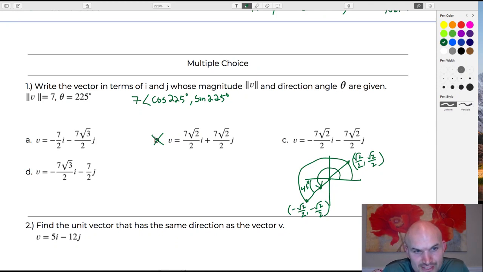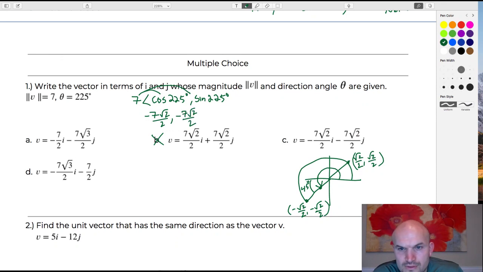Now I can distribute this. So I can distribute the 7. So this is basically 7 times the square root. Oh, oops. Yeah, so it's now going to be a negative 7 square root of 2 over 2, comma, negative 7 square root of 2 over 2. And then the only one here that would be the same, so that would be my vector in component form.